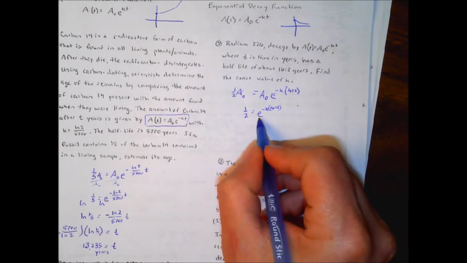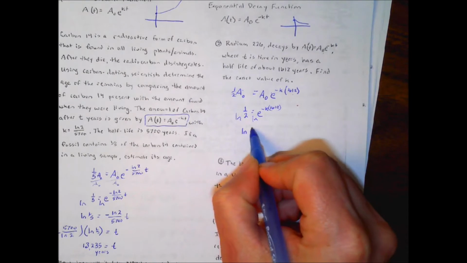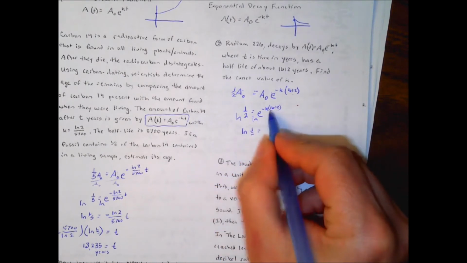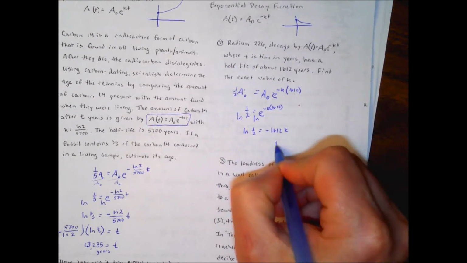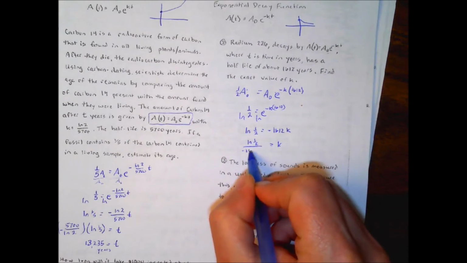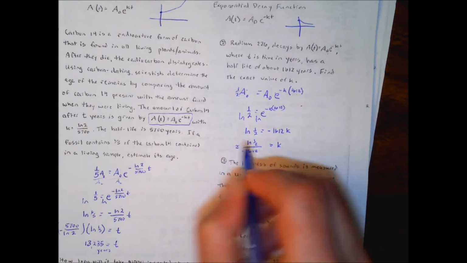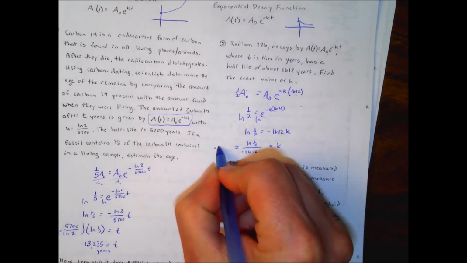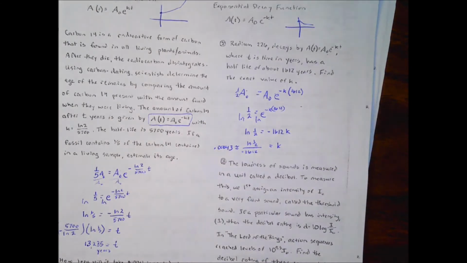Okay, get rid of the e by taking the natural log of both sides. So I have natural log of 1/2, and that's really just negative 1612k. And to get k by itself, I'm going to divide. So natural log of 1/2 divided by negative 1612, which is approximately 0.00043. Okay, so that is our k, and we can see how it decays.